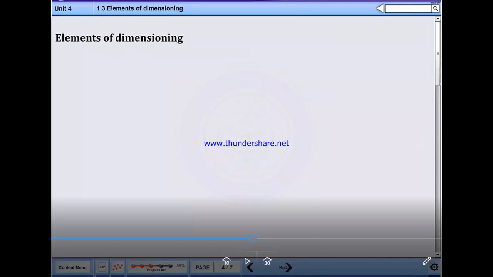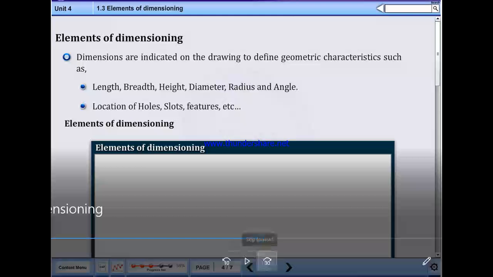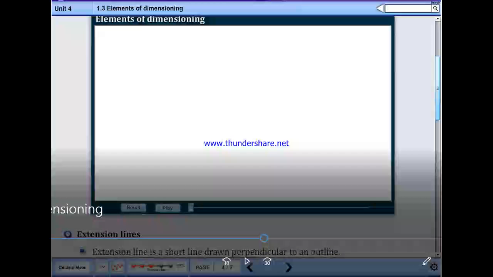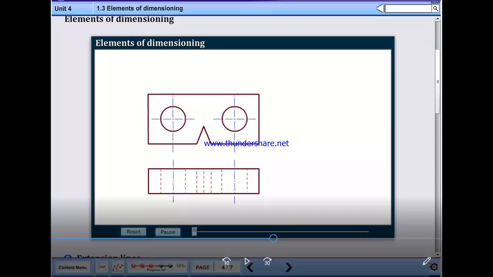Elements of dimensioning. In these elements of dimensioning, dimensions are indicated on the drawing to define geometric characteristics such as length, breadth, height, diameter, radius, angle, location of holes, slots, features, etc. Elements of dimensioning, that is extension lines; these are the elements of dimensioning.